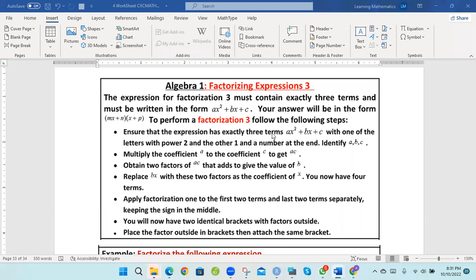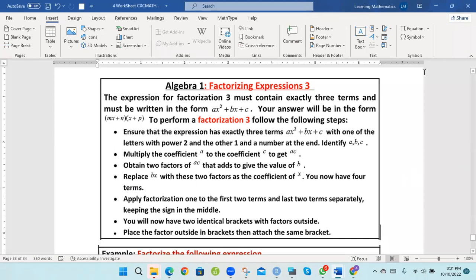So when you have a situation like that, you multiply the coefficient a to the constant c to get ac. So the first thing is you multiply ac. Then you obtain 2 factors of ac that add to give the value of b. Replace bx with these 2 factors as coefficients of x. You now have 4 terms. So you're going to change 3 terms to 4 terms because you're going to expand bx. Apply factorization 1 to the first 2 terms and the last 2 terms separately, keeping the sign in the middle. You will now have 2 identical brackets with factors outside. Place the factor outside in the brackets, then attach the same bracket.